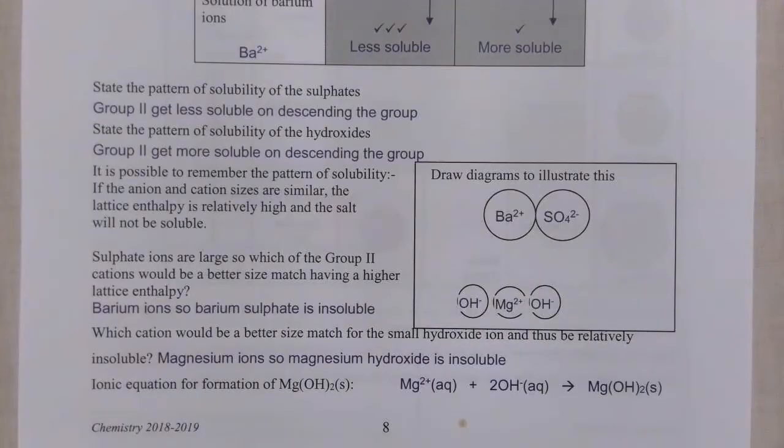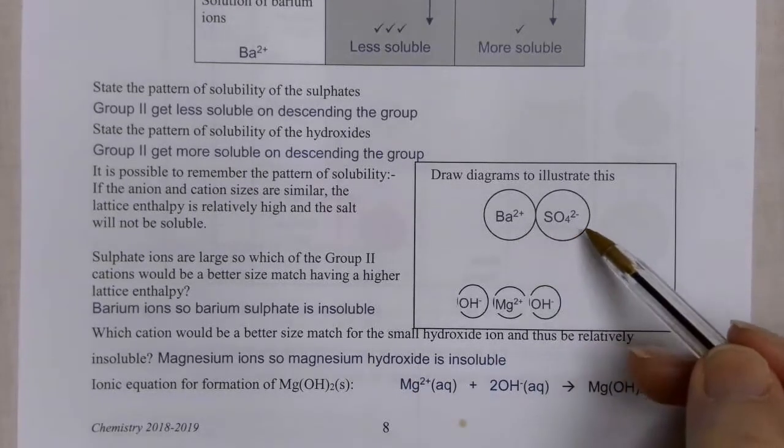One way to remember this is that if the cations and the anions are similar in size, then the salt will not be soluble. If there's a big difference in the sizes, then they will be soluble. But please be careful. This is not an explanation. It is simply a way of remembering which salts will be soluble and which will be insoluble.